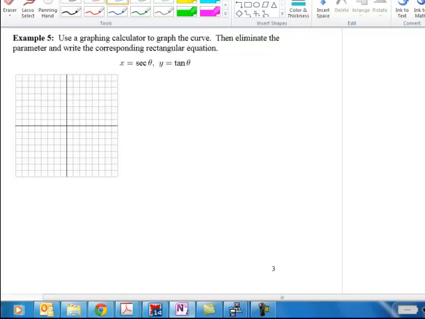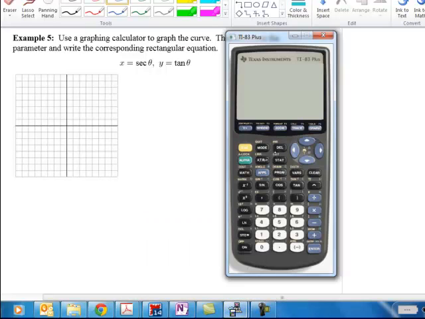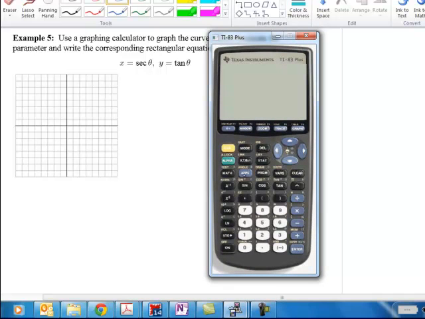Alright, and the next one is asking us to start by looking at our graph from a graphing calculator. So let's take a look at that. x equals secant theta, y equals tan theta. This one's a little more interesting than some of the others have been. So secant, we want 1 divided by cos theta, or cos t. Even if the equation lists it as theta, you can call it t on your calculator, that's no problem. And then tangent of t.